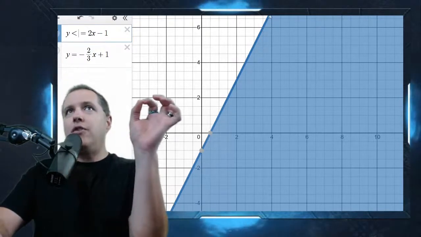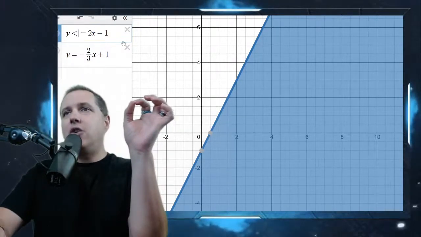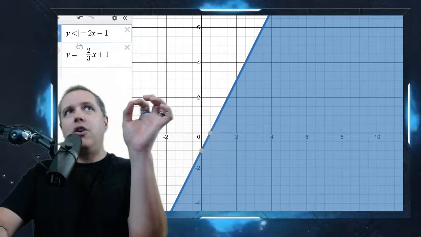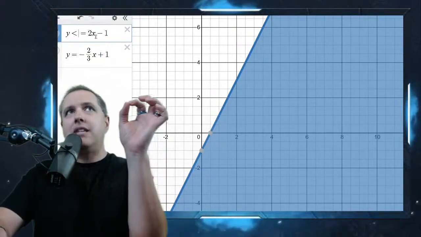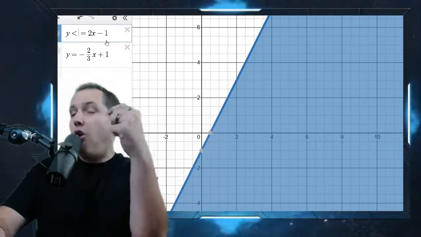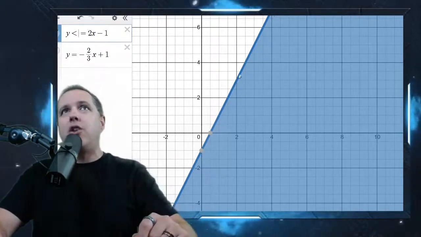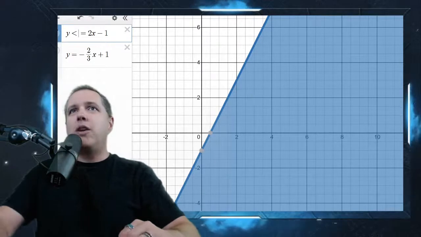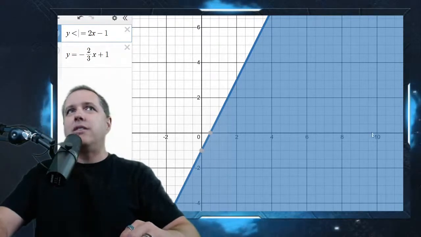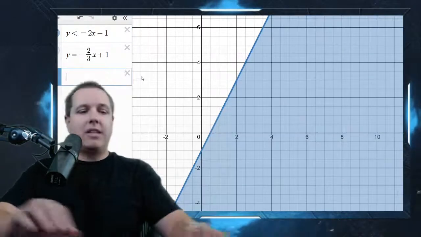Well, if you're on the line, you're a solution to that equation. So if I plug in something on the line, then y will be less than or equal to 2x minus 1, because we already know that y would be equal to 2x minus 1 if you're right on this line. But what about all these points over here? Well, let's plug some in. Let's take a point over there.